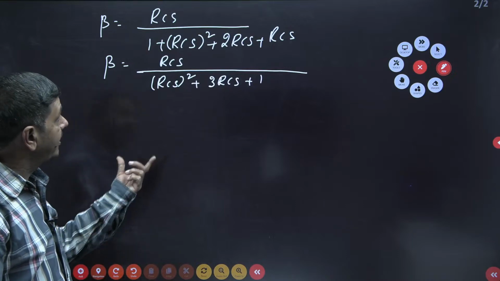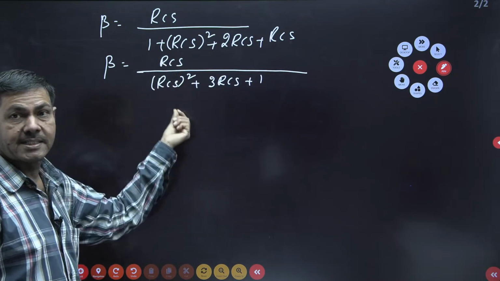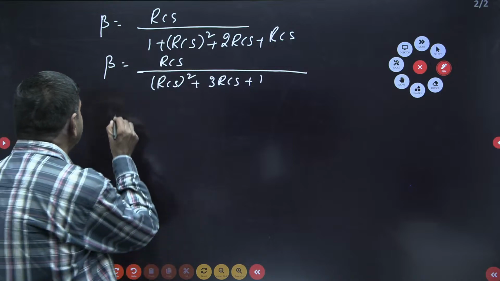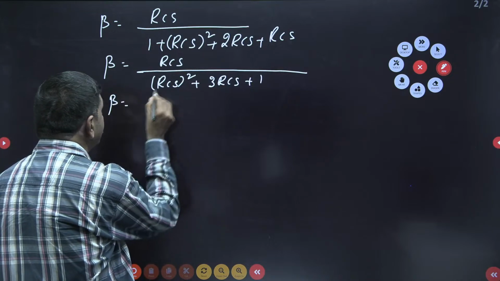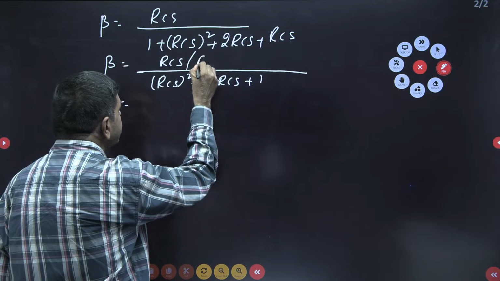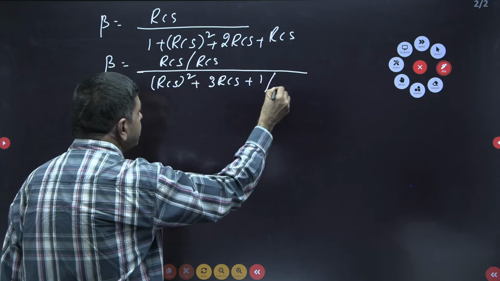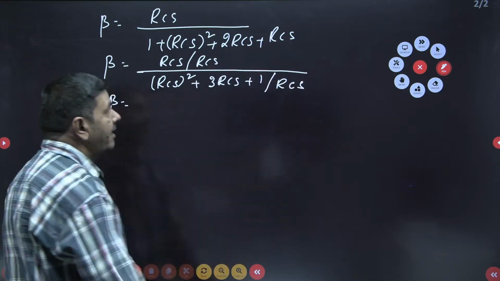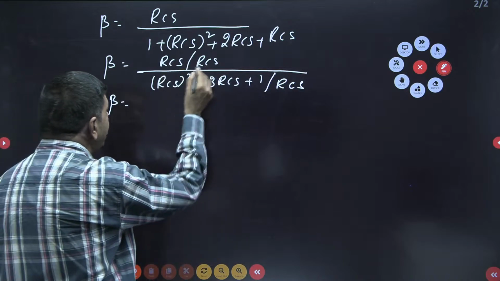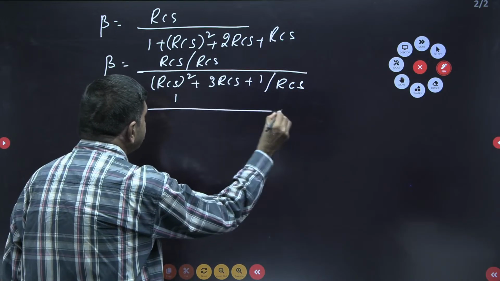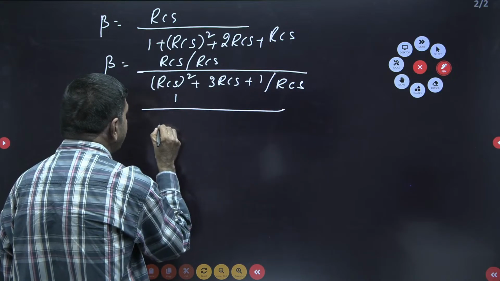But I want to divide the numerator and denominator by RCs. If I divide by RCs, the numerator RCs by RCs is 1. In the denominator, square and RCs cancel, still I got RCs here.